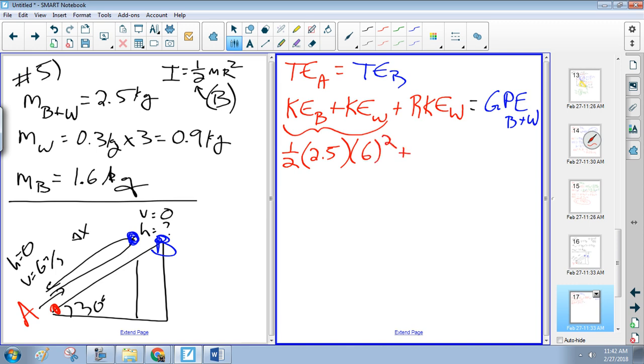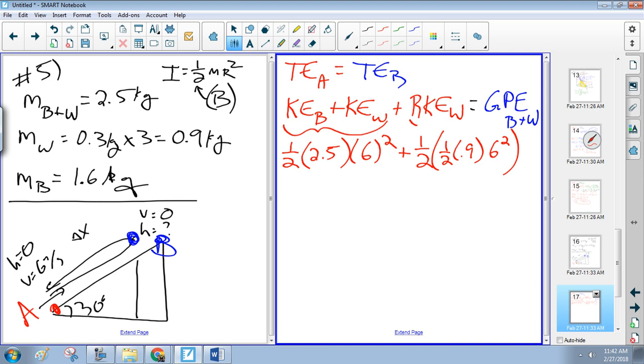Plus the rotational kinetic energy of the wheels. So let's think. That would be equal to B times the kinetic energy of the wheels. So our B is 1/2. Now, the kinetic energy of the wheels is 1/2 the mass, which is 0.9, times velocity squared.